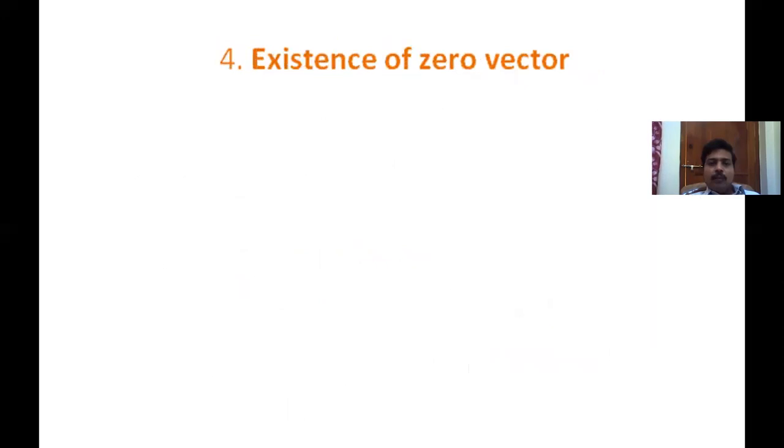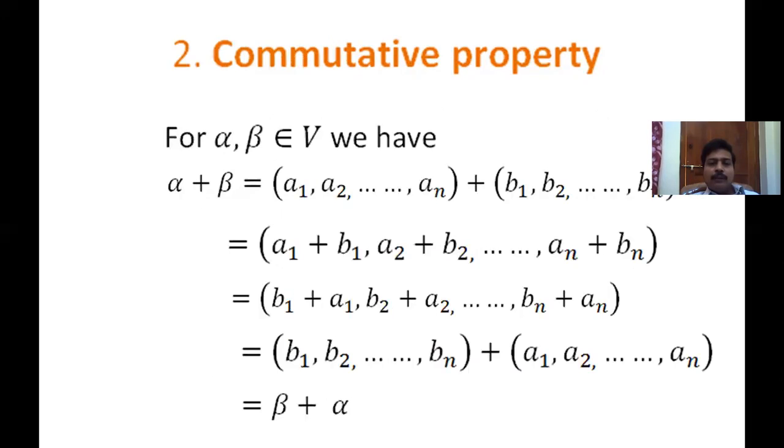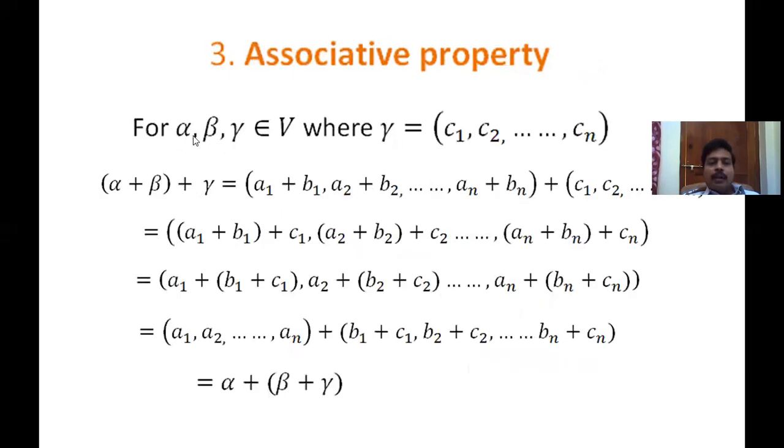Now let us move on to the third property, the associative property. For alpha, beta, gamma belongs to V, where gamma is equal to, we have already introduced alpha and beta. Gamma is introduced now. Gamma is C1, C2 and so on Cn.